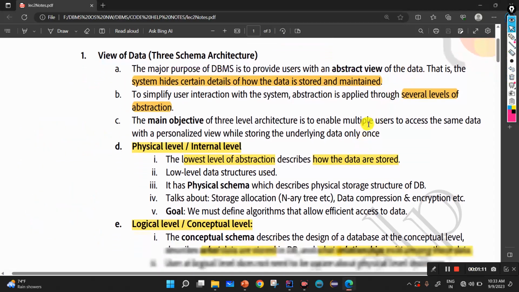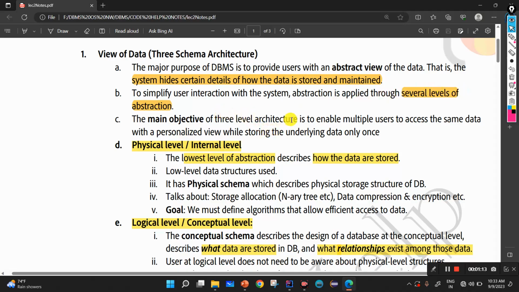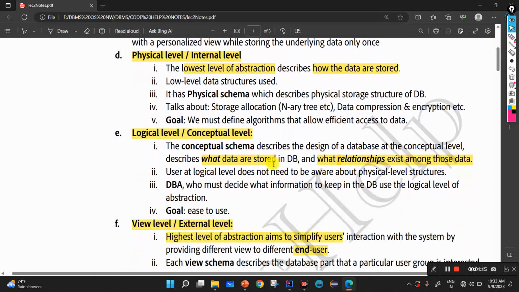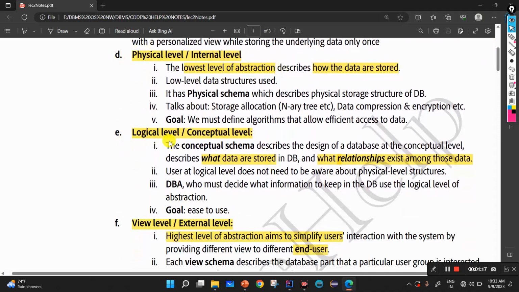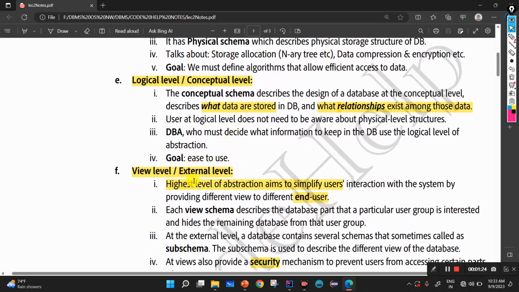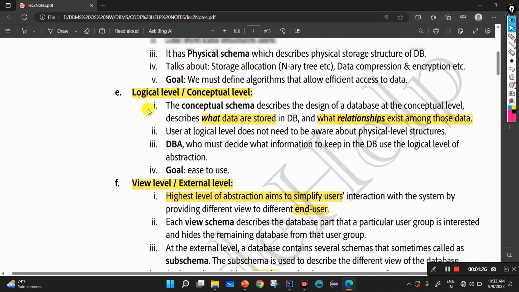Now the second point says several levels of abstraction. There are several levels of abstraction. Number one level is physical level. Number two is logical level. The other name of physical level is internal level, logical level is conceptual level, and view level is external level. Okay, I will explain you one by one.